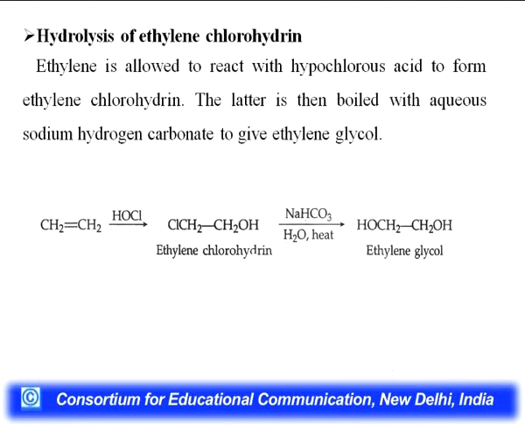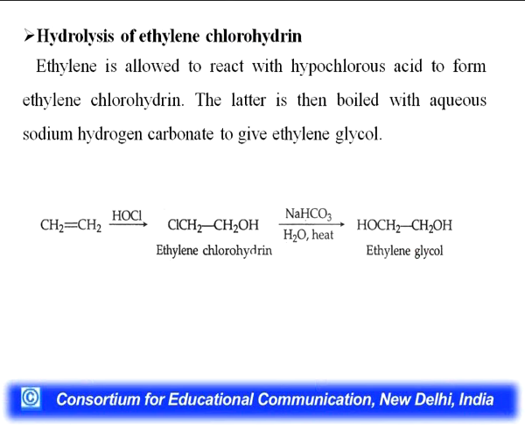Next preparation is the hydrolysis of ethylene chlorohydrin. Ethylene is allowed to react with hypochlorous acid, HOCl, to form ethylene chlorohydrin. You can see in the reaction, first of all ethylene reacts with hypochlorous acid to give ethylene chlorohydrin, that is ClCH2CH2OH, which is then boiled with aqueous sodium hydrogen carbonate, NaHCO3, along with heat to give ethylene glycol, that is HOCH2CH2OH.